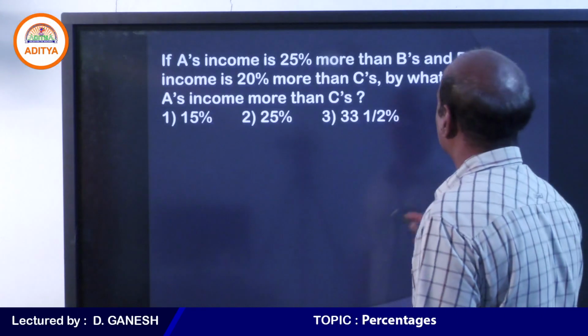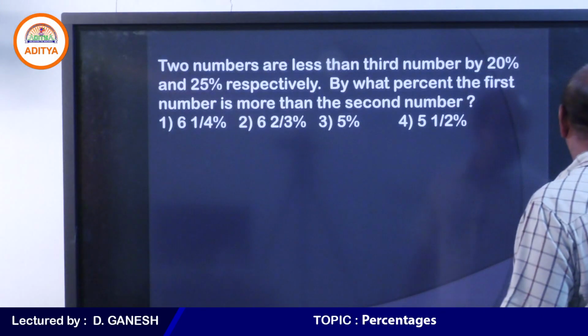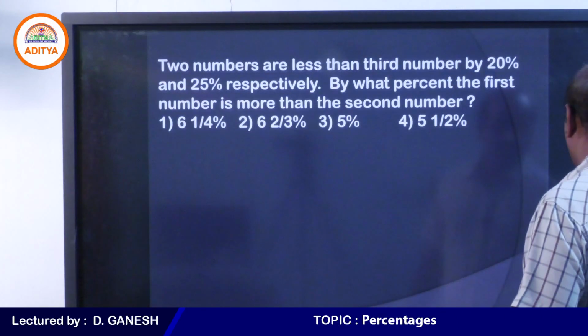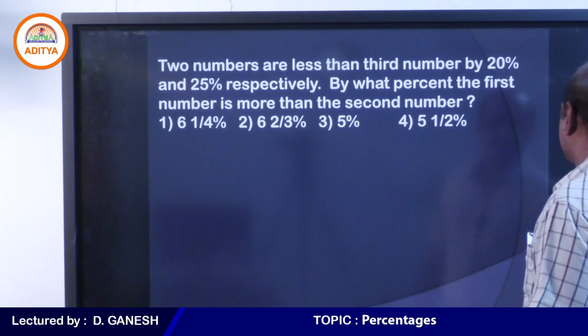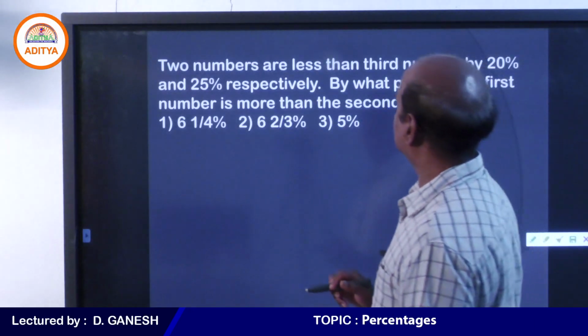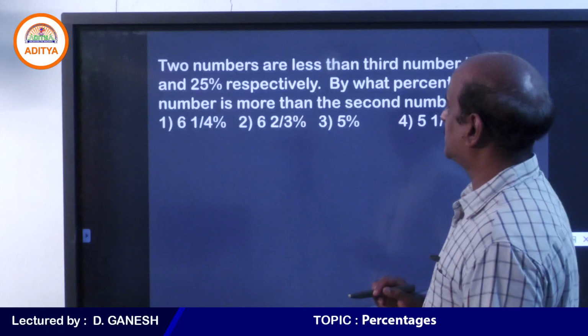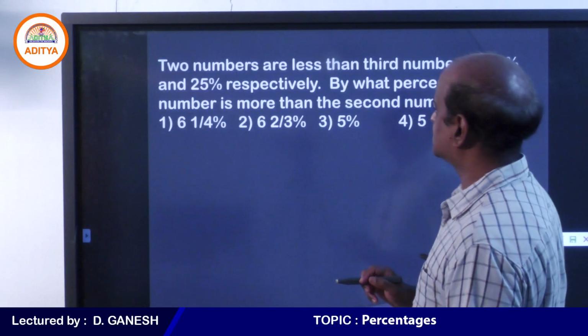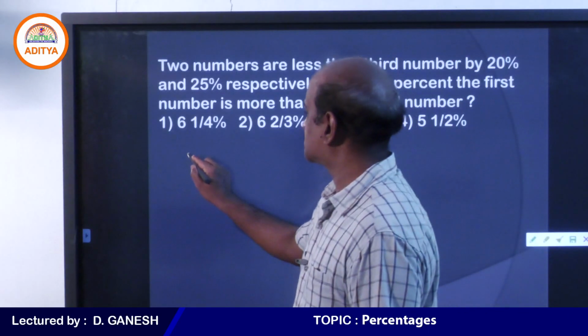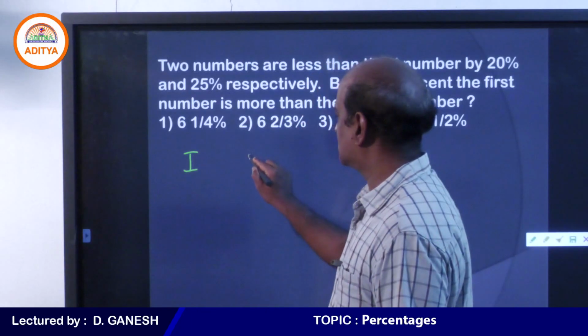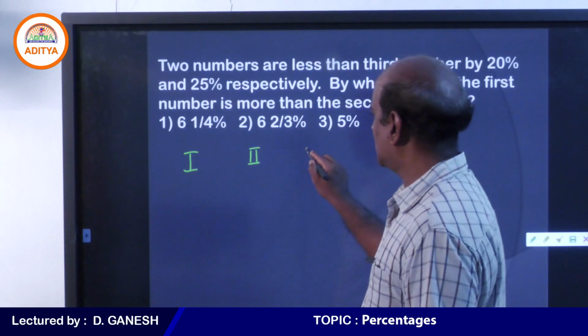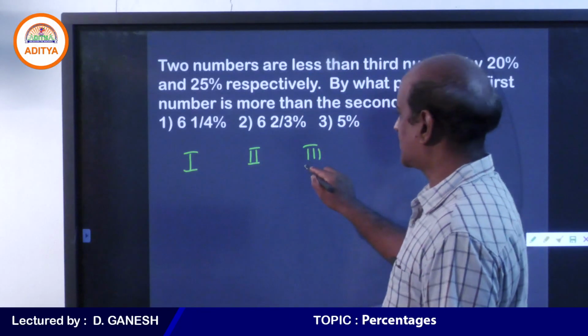Come on students, one more question. Now, I think you will be doing this. Just look at the question. Here we go. Two numbers are less than the third number by 20% and 25% respectively. Student, actually we are discussing 3 numbers. Let the 3 numbers be 1, 2 and 3.